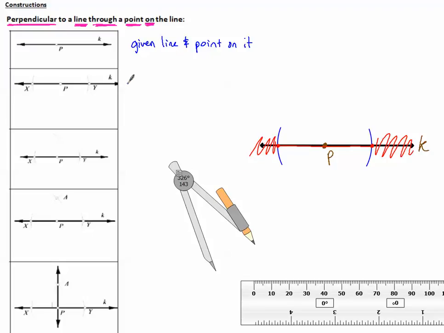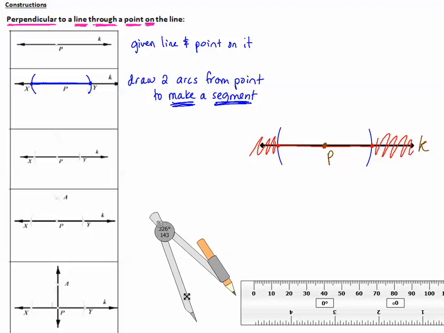Given the line, use the arcs, so draw two arcs or the entire circle from the point to make a segment. That's the big thing here, is we are making a segment. Now it's totally like what we did before. We have these two little arcs here segmenting this line. So now it's just this little segment that we've made, and that segment is what we want to bisect. Now all the other parts are the same.